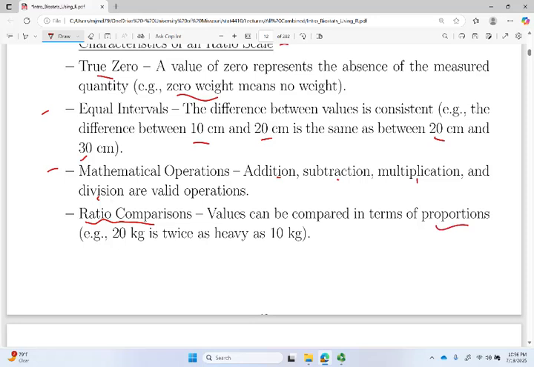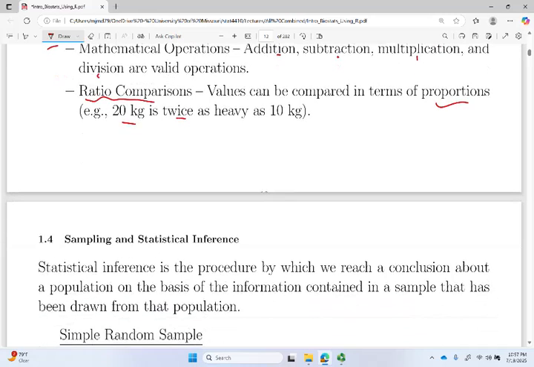And so 20 kilograms is twice as heavy as 10. It makes sense to compare ratios.